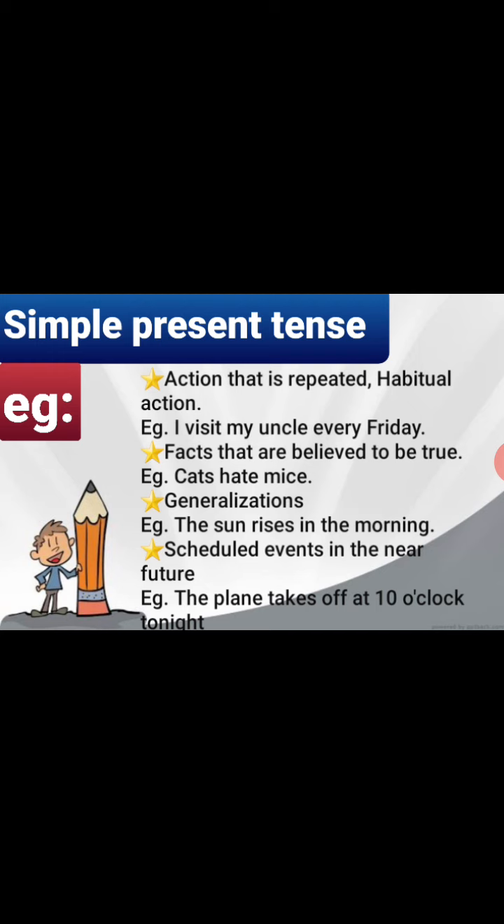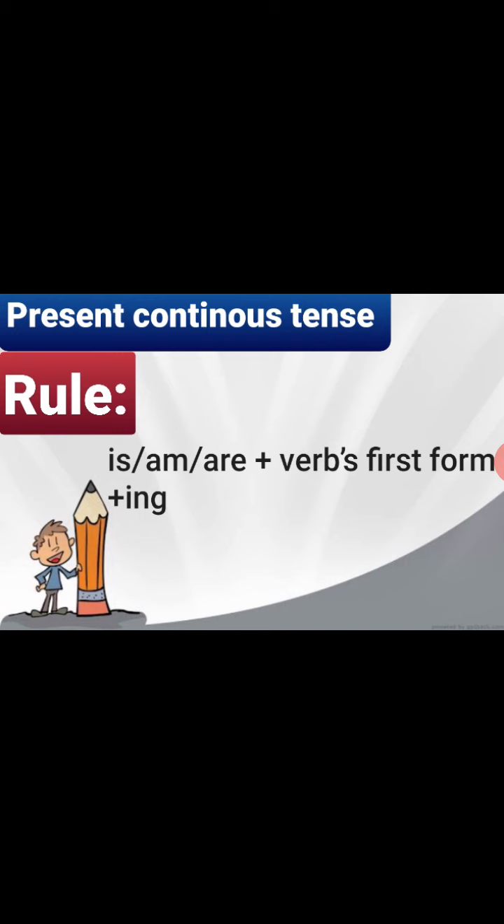Now, scheduled events in the near future. Students, the plane takes off at 10 o'clock tonight. It means these are scheduled. We don't know either it is going on or completed. Understand? Now, students, look at present continuous tense.